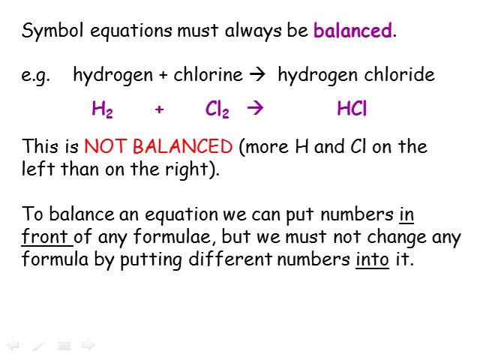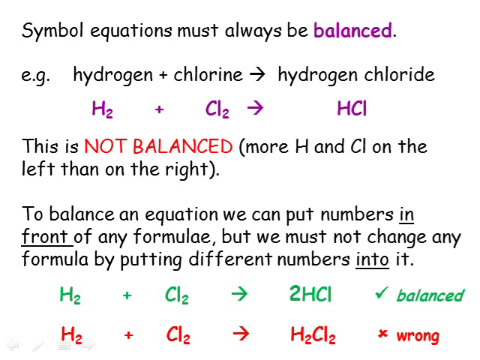To get the same number of each atom on each side, we add numbers in front of any of the chemical formulae. We can balance this equation by putting a 2 in front of the HCl, so that 1 hydrogen and 1 chlorine molecule react to make 2 molecules of hydrogen chloride. We are not allowed to change the chemical formulae in the equation to get it to balance, though. It would be wrong to write hydrogen chloride as H2Cl2 just to make the equation balance, because that isn't the formula for hydrogen chloride.